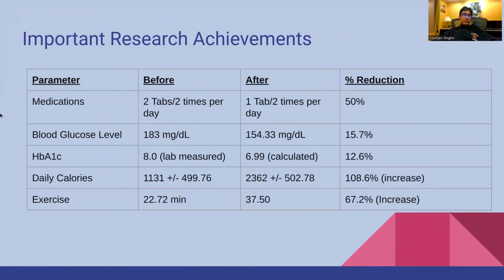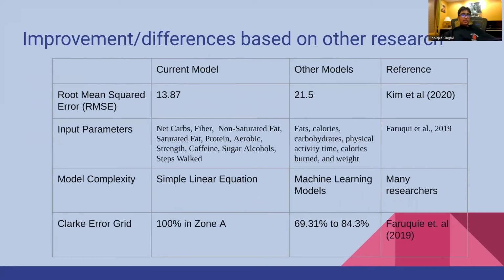For important research achievements, medication was lowered and calories were doubled, yet blood glucose and A1C levels both went down significantly by 15.7 and 12.6% respectively. Compared to other research, the root mean squared error, the comparable factor, was a lot lower, 13.87 versus 21.5 on other models. The parameters were a lot different, and the model complexity was a lot simpler, a small simple linear equation versus a machine learning model.